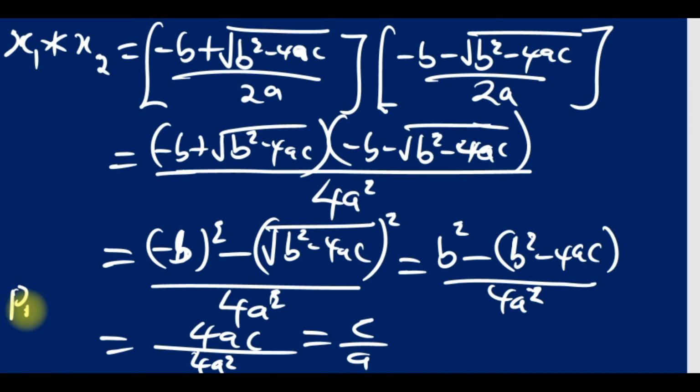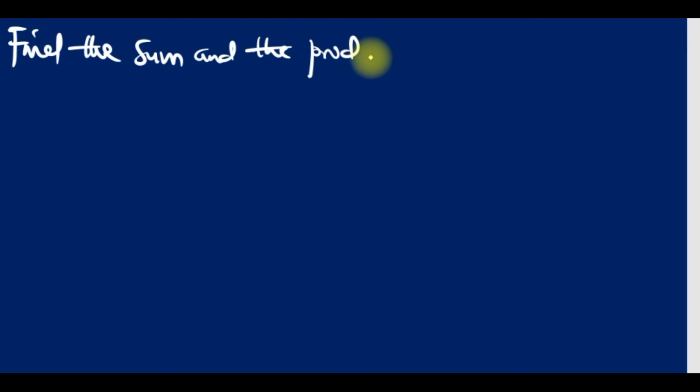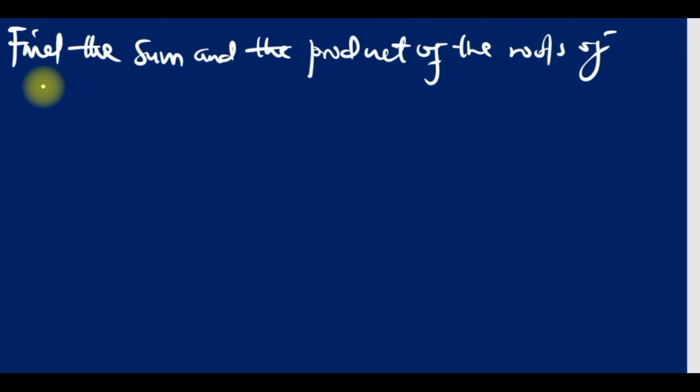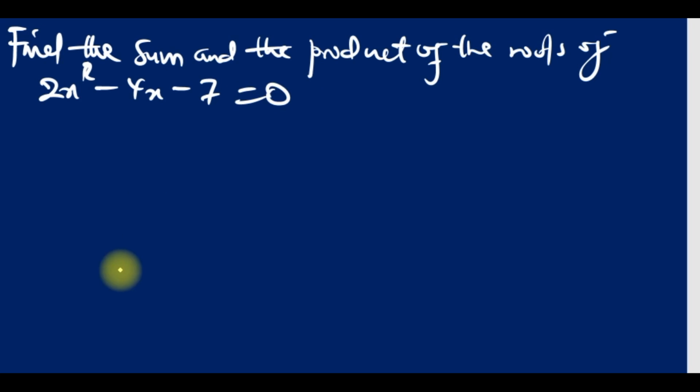So what do you notice? The product of the roots is now just the constant over the coefficient of x squared. So with this, you can just find, for example, if you're asked to find the sum and the product of the roots of maybe 2x squared minus 4x minus 7 equals 0. So we're asked to find the sum and the product of the roots of this.